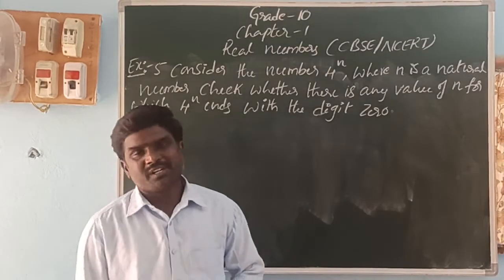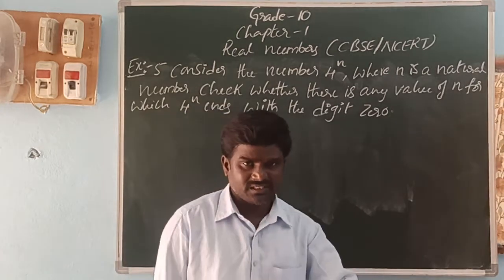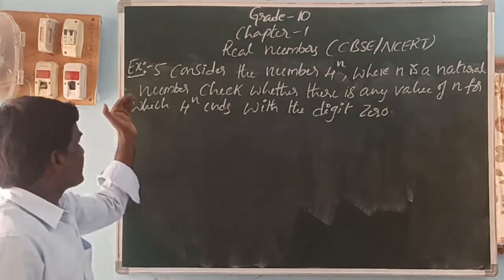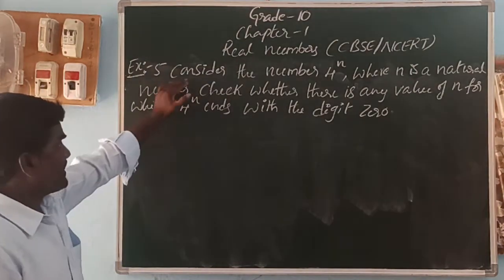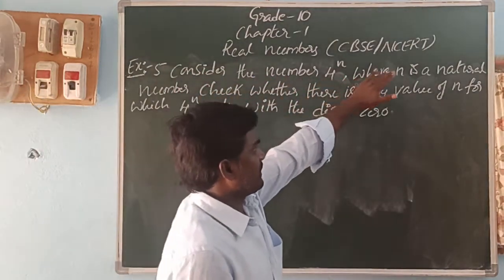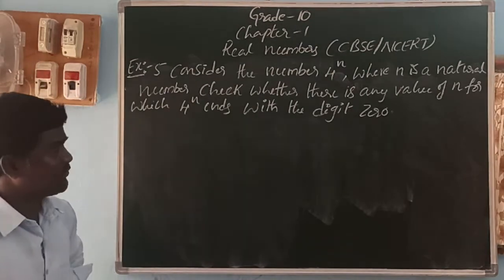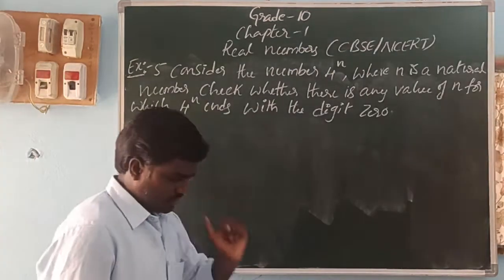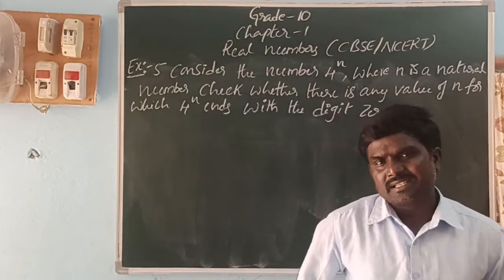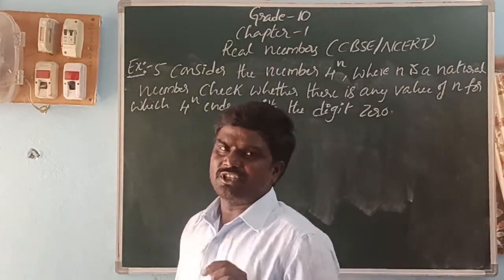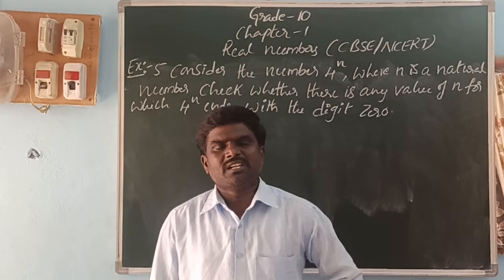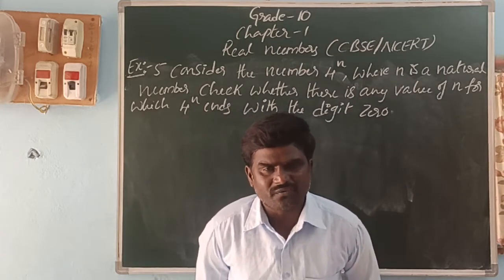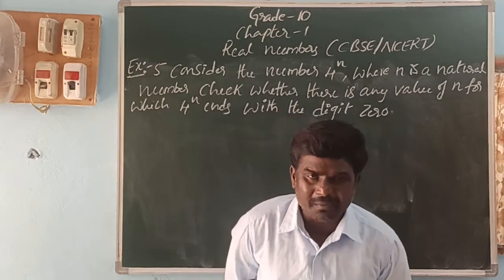In exercise 1.1, I already explained the remaining problems in the previous videos. Now I explain example 5. Consider the number 4 power n where n is a natural number. Check whether there is any value of n for which 4 power n ends with the digit 0. Here we know that any number that ends with the digit 0 is a multiple of 2 and 5. That means the number is divisible by 2 and 5, that means divisible by 10.